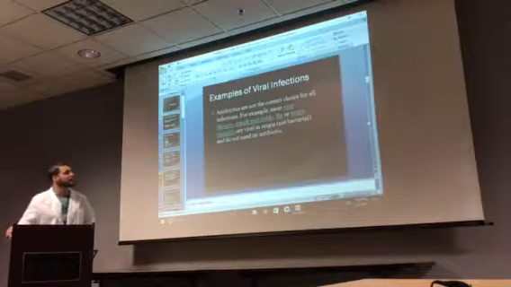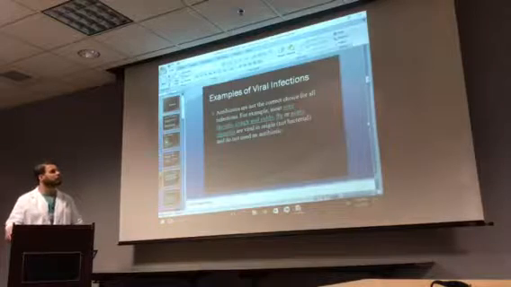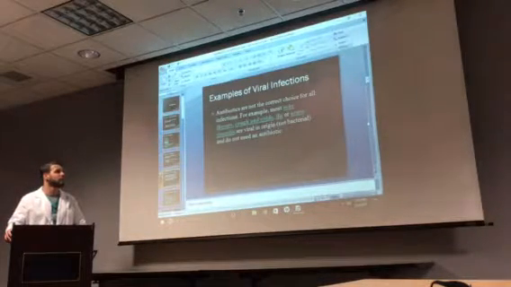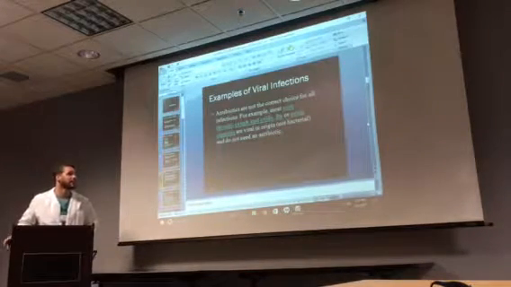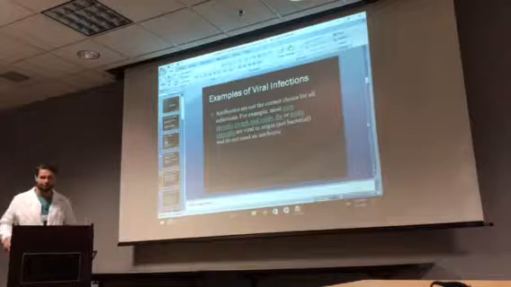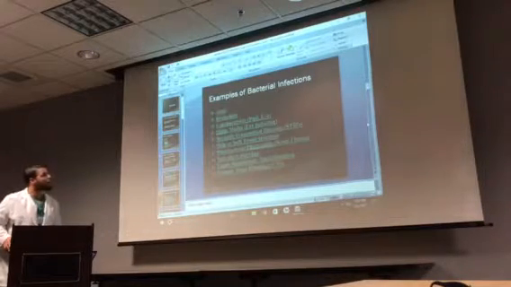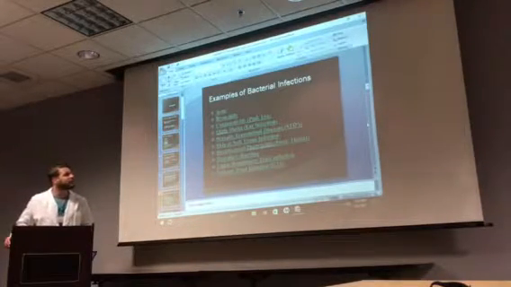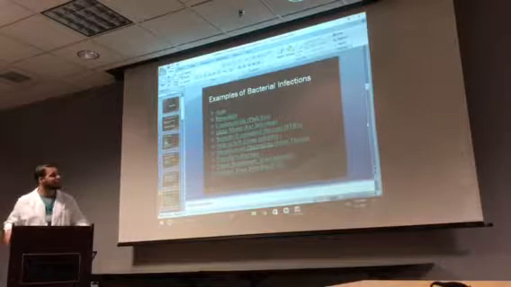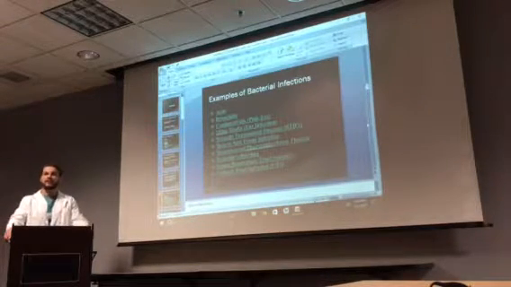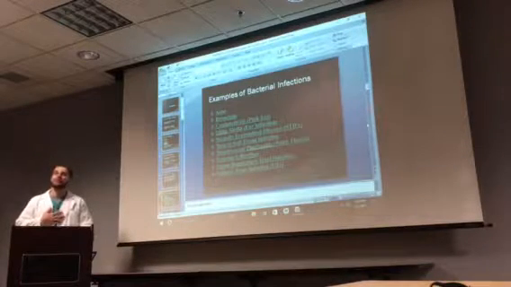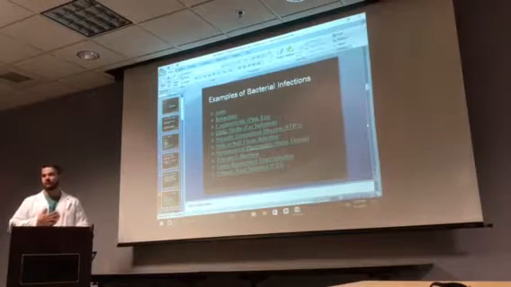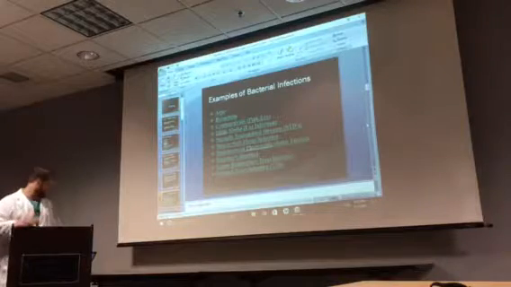Examples of viral infections: sore throat, cough and colds, flu, acute sinusitis are all viral in origin, not bacterial, and do not need an antibiotic. Examples of bacterial infections: we've got bronchitis, sexually transmitted disease, some urinary tract infections, and we do have some upper respiratory tract infections that are bacterial in source.